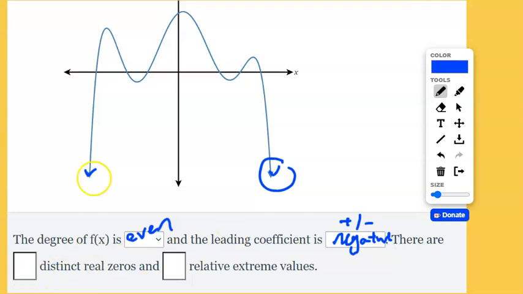There are blank distinct real zeros. 1, 2, 3, 4, 5, 6. 6 real zeros, and this time they're asking for extremes. So that means they want highs and lows. They want mins plus the maxes. So we got 3 local maxes and 2 local mins for a total of 5 extremes.